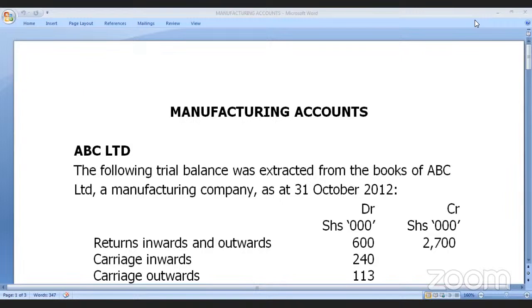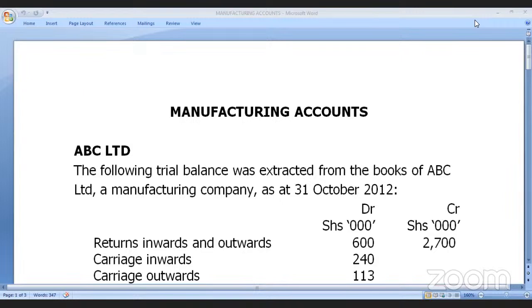We have a sample question here, which is for the ABC Limited company. We want to see how we can use this information to prepare a manufacturing account. They are telling you that the following trial balance was extracted from the books of ABC Limited, a manufacturing company, as at 31st October 2012. You have your trial balance, which has the debit as well as the credit columns.